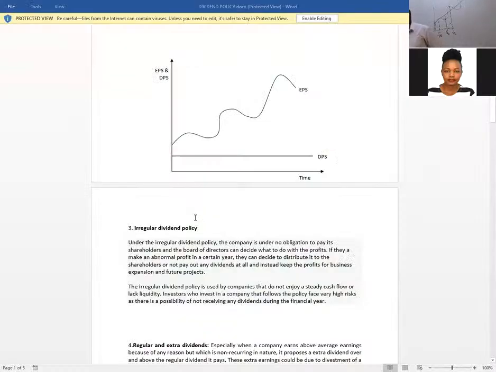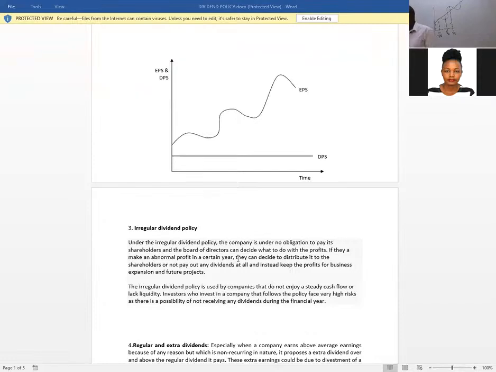So we continue here. Irregular dividend policy. Under the irregular dividend policy, the company is under no obligation now to pay its shareholders, and the board of directors can decide what to do with the profits. Irregular. So this year we can pay 10, next year we pay 20, another year we pay 0, etc. We are not under anybody's obligation to pay dividends. If they make an abnormal profit in a certain year, they can decide to distribute it to the shareholders or not pay out any dividends at all, and instead keep the profits for business expansion and future profits, future projects.